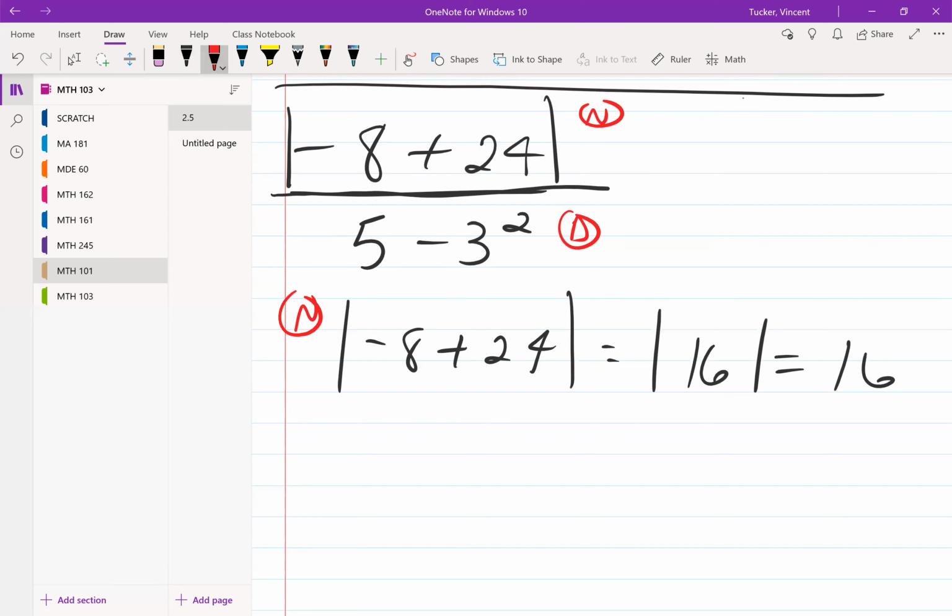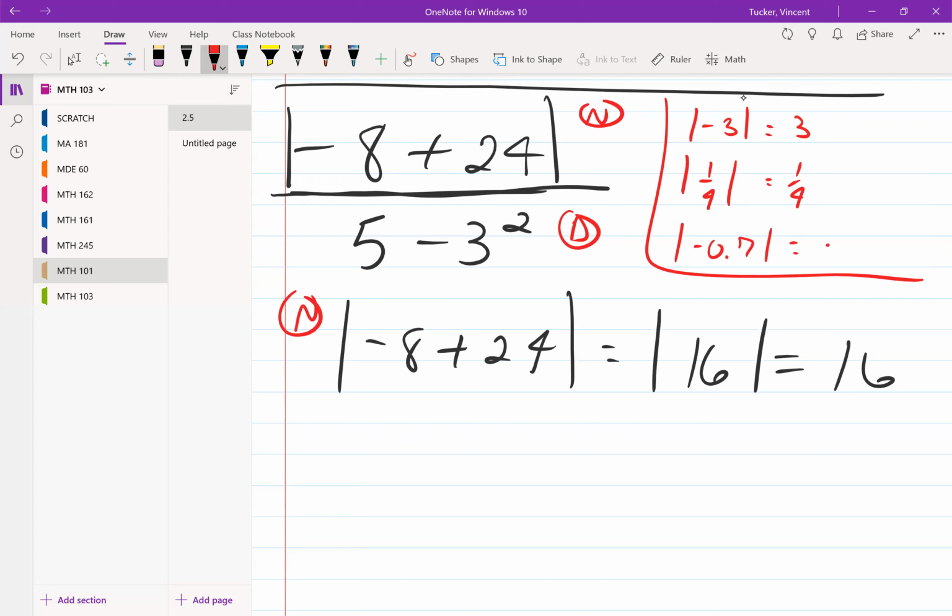So just quick examples here. Absolute value of -3 is 3. Absolute value of 1/4 is 1/4. Absolute value of -0.7 is 0.7. So whenever you apply the absolute value, you always get the positive result. The result is always positive. Okay, so we have 16 for our numerator.